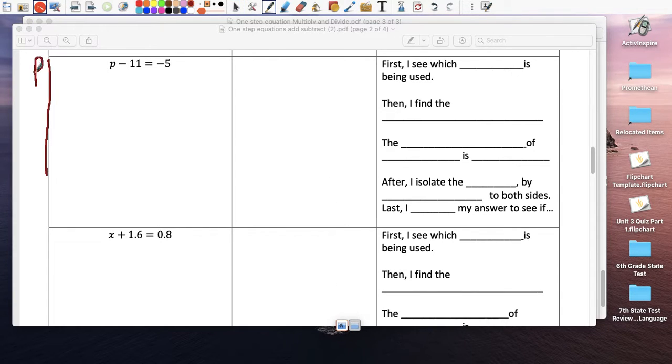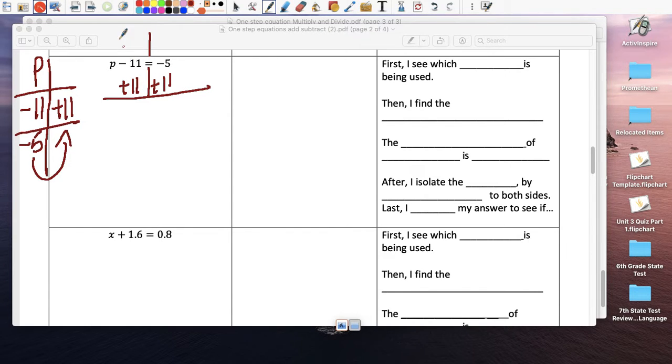My variable is P. I'm subtracting 11 and then minus 5. Inverse operation, I'm going to do plus 11 on both sides. So plus 11, plus 11. Negative 11 plus 11 is 0, so P comes down, right? That P comes down. Negative 5 plus 11 is positive 6.